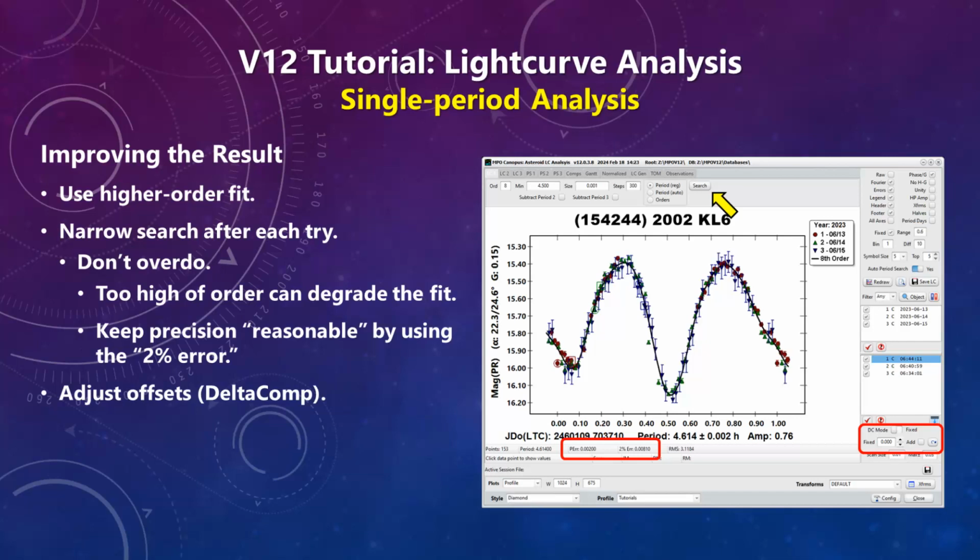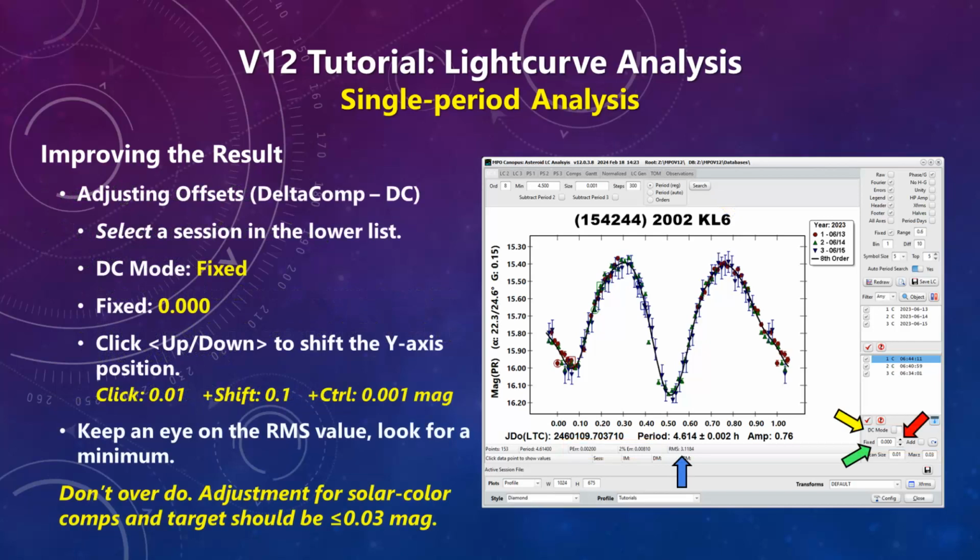Avoid the temptation to get results that are more precise than the data allow. Adjusting the nightly zero points is easy, but it can also hinder finding the right solution. Long period and tumbling asteroids have been overlooked because of overzealous adjustments.